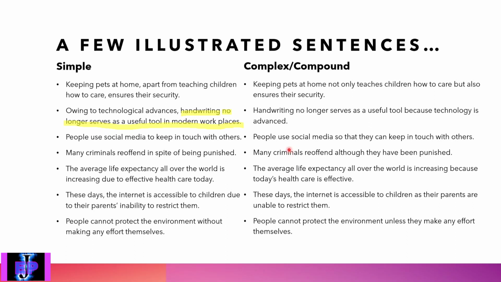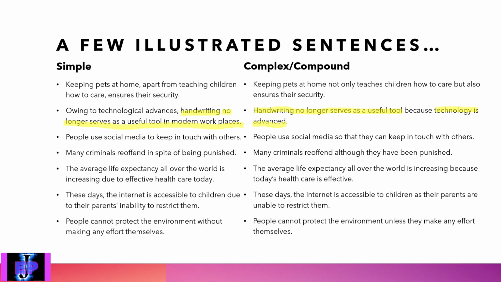You can see, handwriting no longer serves as a useful tool because technology is advanced. You can see the word because here. Because is the conjunction used here, and before because you have one part of the sentence, that is, handwriting no longer serves as a useful tool. After because you can see, technology is advanced. So these are the two parts of the sentence.